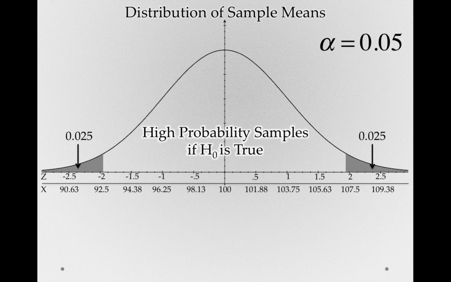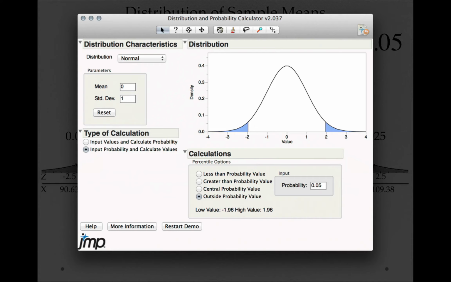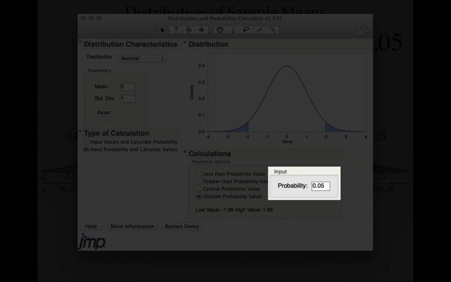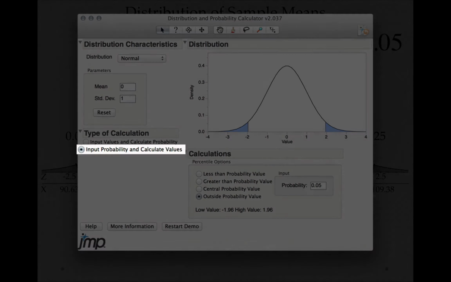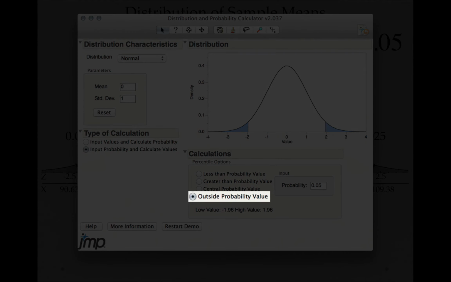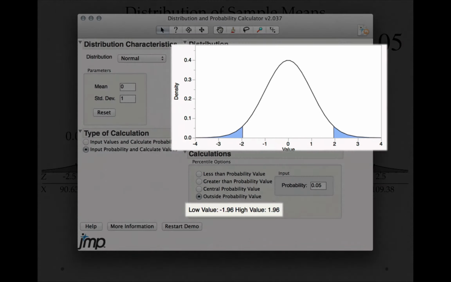Now finding these critical values won't be necessary for most of the hypothesis tests we do. But if we wanted to find the exact value that cut off 0.025 in the lower side and 0.025 in the upper side, we can use that distribution and probability calculator I showed before. Here, I've entered 0.05 in the input probability and calculate values section and selected outside probability value. What we can see is that on the low side, negative 1.96 cuts off the lower 0.025, and on the upper side, a value of positive 1.96 cuts off the upper 0.025.